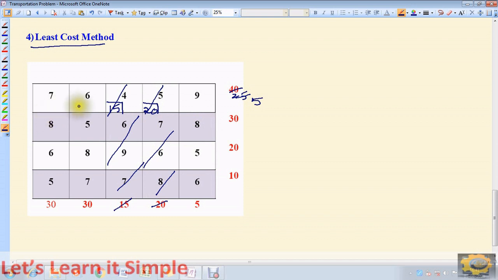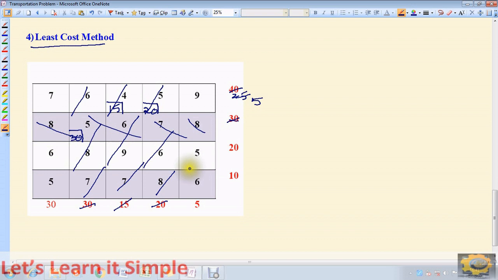Now next 5 is here. So let me arbitrarily select this. So we have 5 here, 5 here, 5 here. So there are three 5s, and because there is no rule to break the tie, I'm taking this. So if I compare, I have 30 and 30 here. So I'll allocate this, which results in vanishing the second column, also the second row.